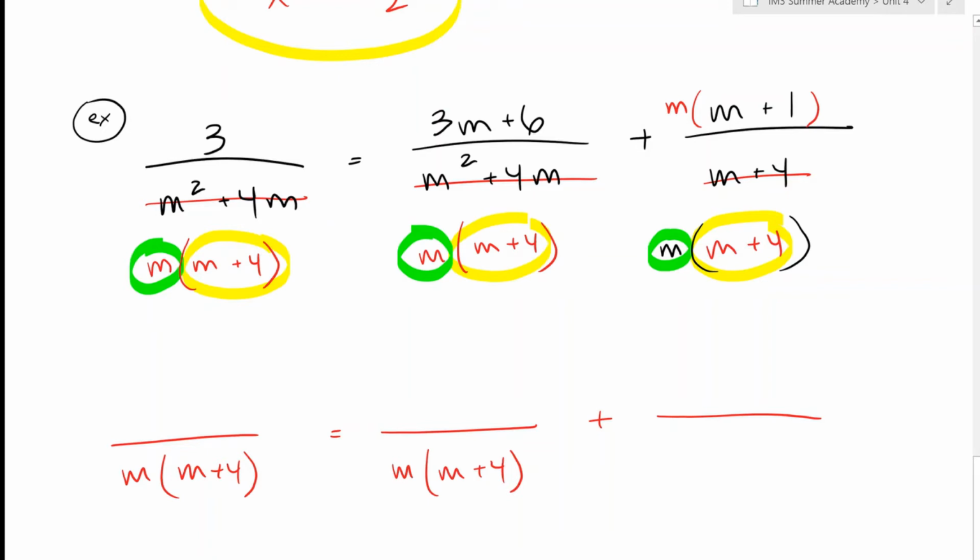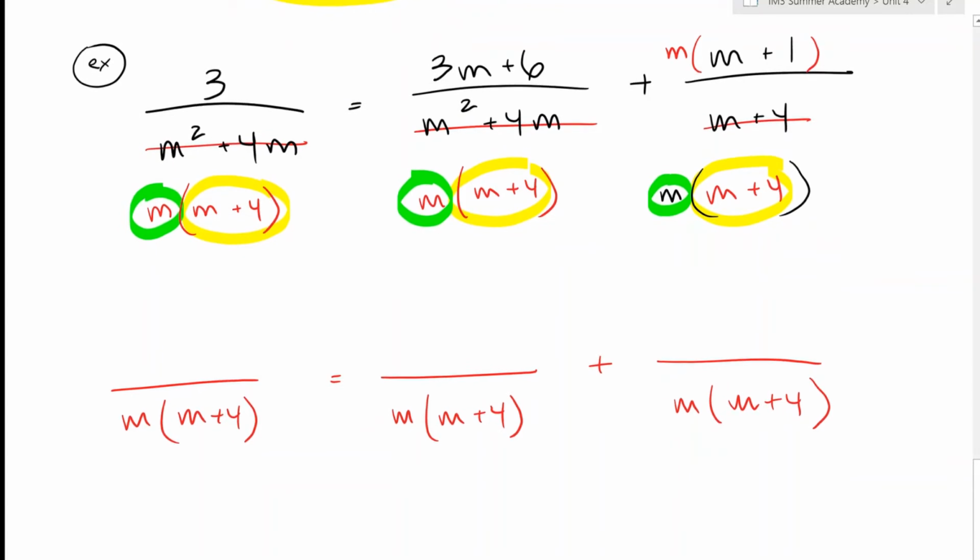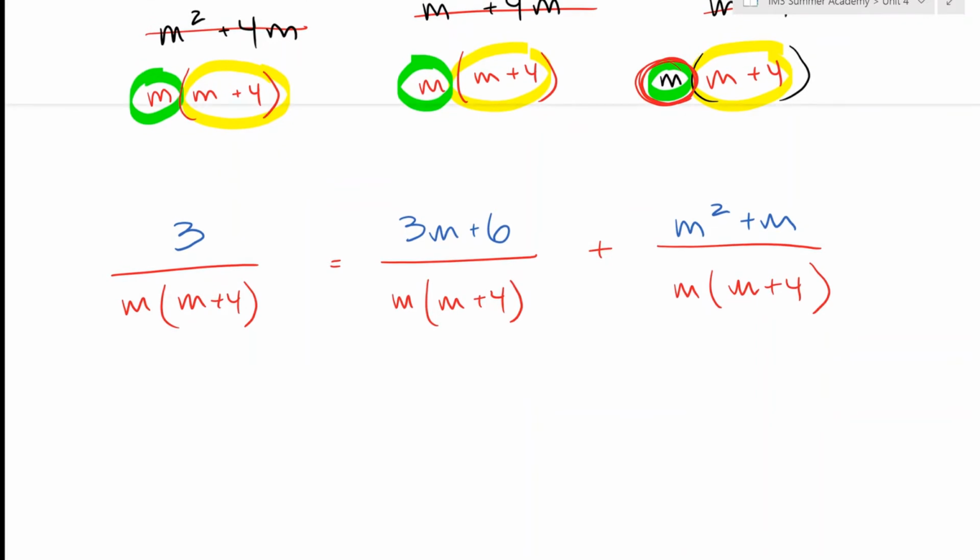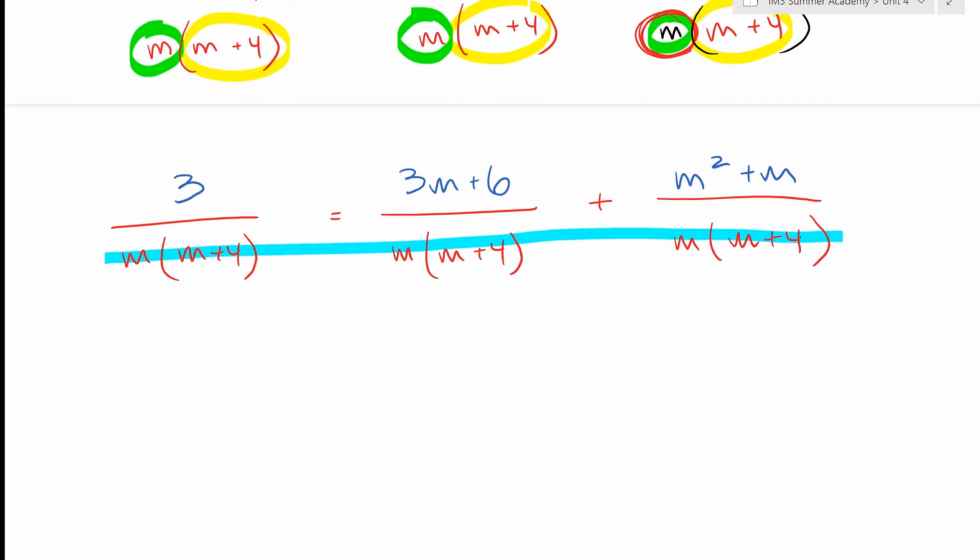Now some pieces have everything we need. Some of them need a little extra help, like that last one needed an m. We needed that piece, so we put it on top as well. If it already has everything, we'll just leave it alone, like the first two pieces. The last one we do need to multiply out, so we get m squared plus m. The great thing now is all those bottoms have common denominator. They're all gone now, and we'll just write out the top. 3 equals 3m plus 6 plus m squared plus m.